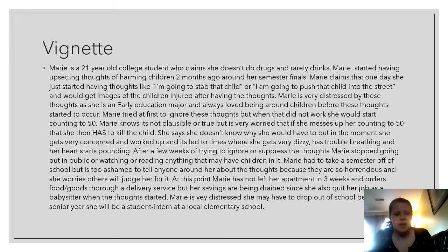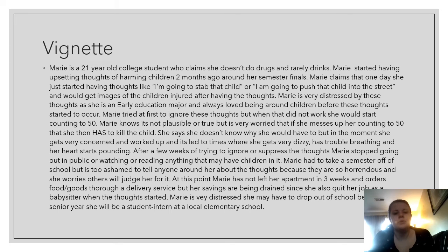My vignette. Marie is a 21-year-old college student who claims she doesn't do drugs and rarely drinks. Marie started having upsetting thoughts of harming children 2 months ago around her semester finals. Marie claims that one day she just started having thoughts like, I'm going to stab that child, or I'm going to push that child into the street, and would get images of the children injured after having the thoughts. Marie is very distressed by these thoughts, as she is an early education major and always loved being around children before these thoughts started to occur.